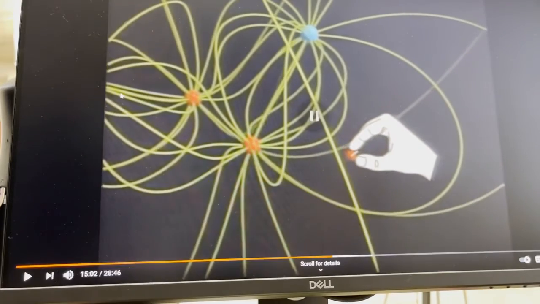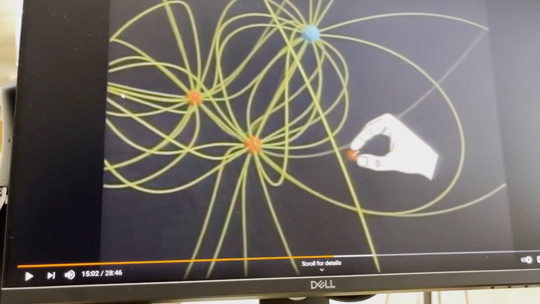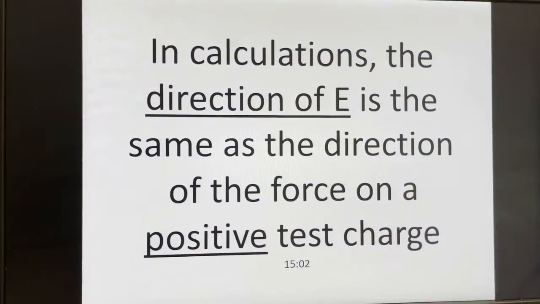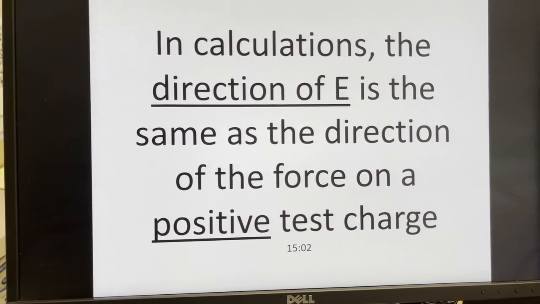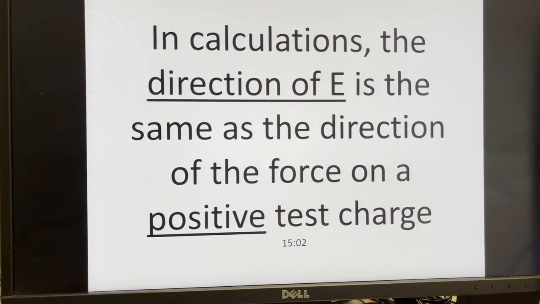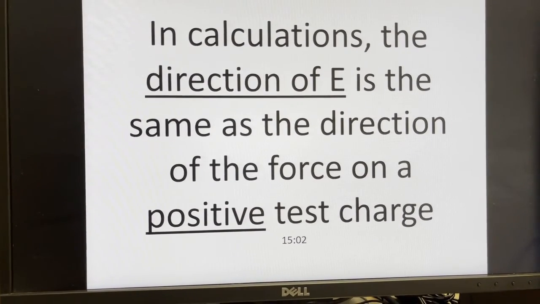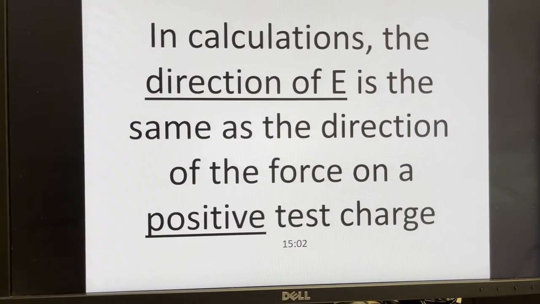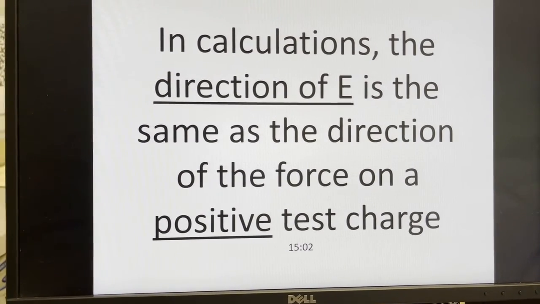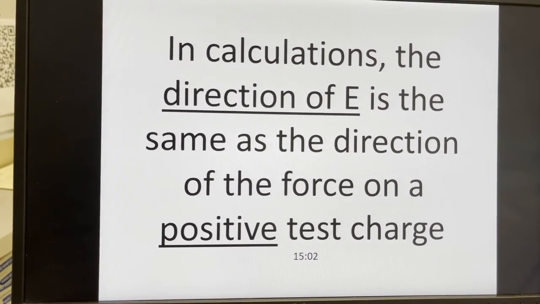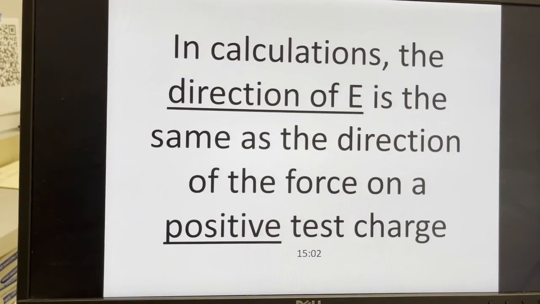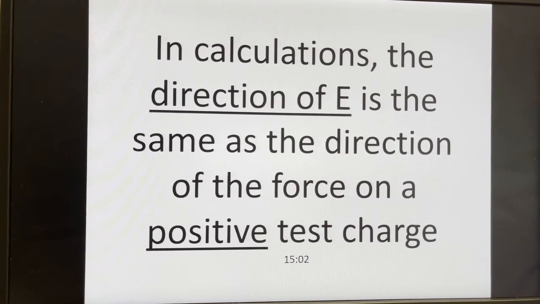Big force, small force. Okay, I'm going to stop the zombie hand right here and say that the direction of the electric field is the same as the direction of the force on a positive test charge. So the zombie hand is holding a positive test charge here and moving it around in space.